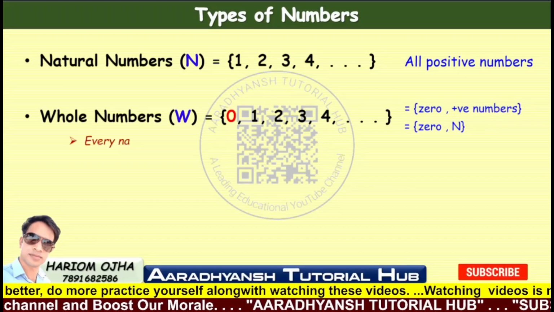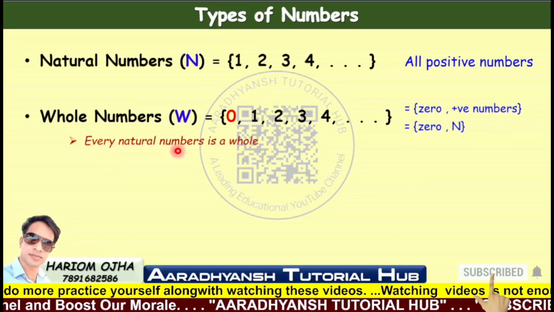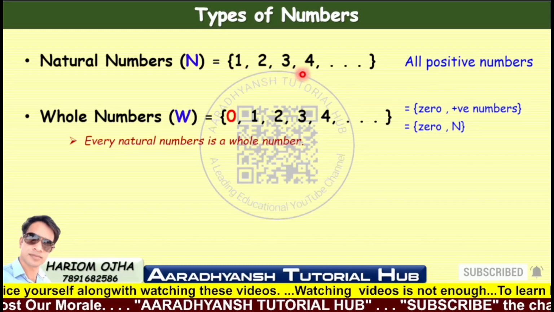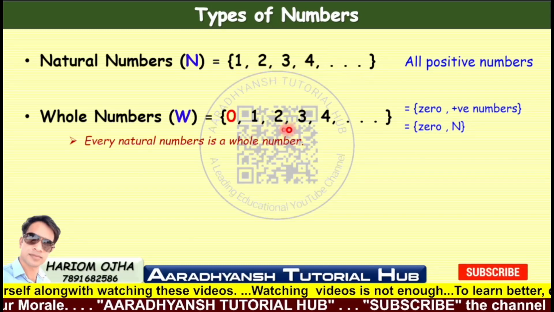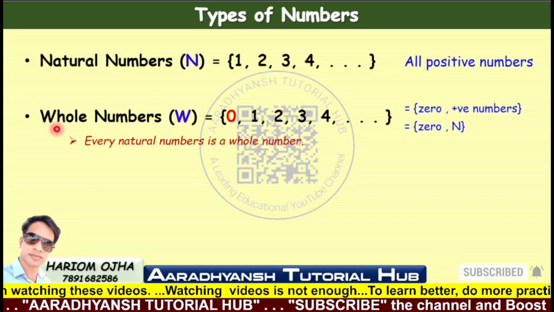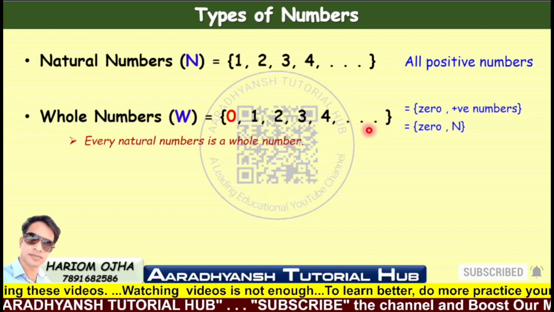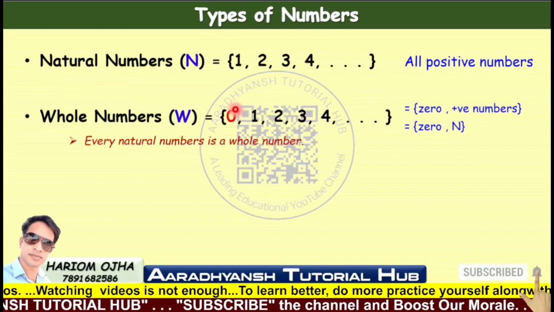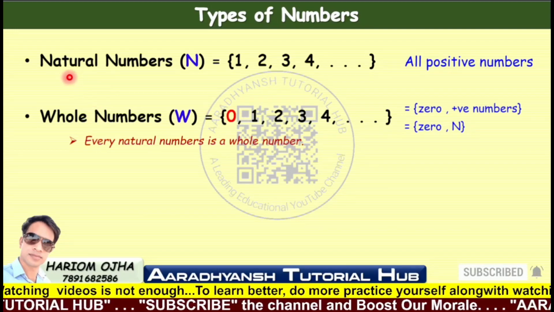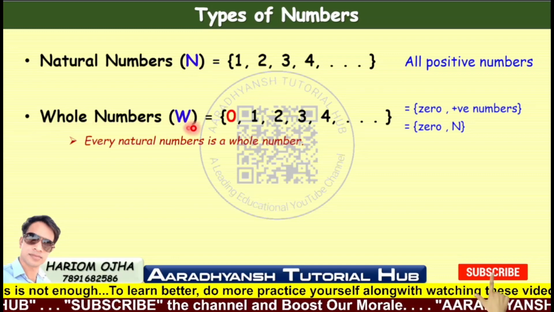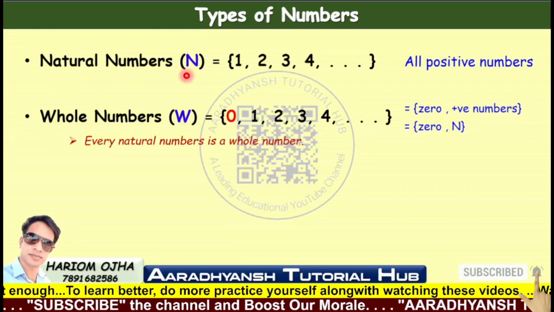So we can conclude that every natural number is a whole number. You can see these are natural numbers and all these are whole numbers also. But every whole number is not a natural number because 0 is not a natural number. So every natural number is a whole number, but all whole numbers are not natural.